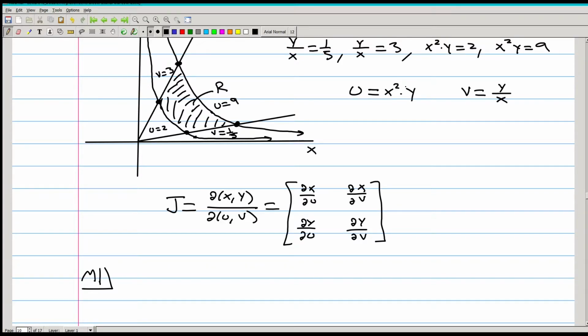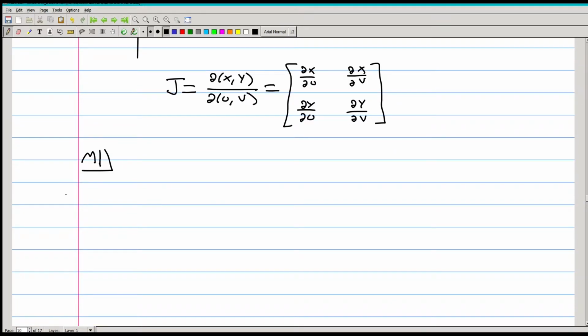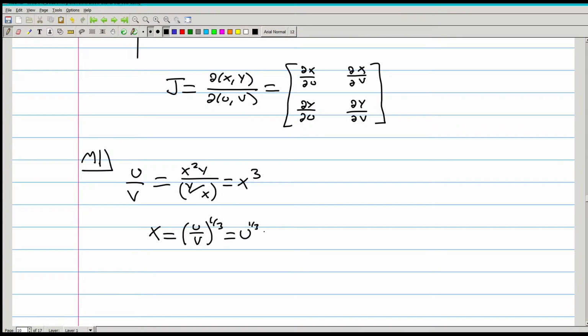Taking our equations defining the reverse coordinate transformation, if we're going to solve for x, we can do that in a relatively straightforward manner by dividing u by v. If we divide u by v, u divided by v is just going to be x squared times y divided by y over x, which will be x cubed. So x is equal to u over v to the 1/3, or u to the 1/3 times v to the negative 1/3.